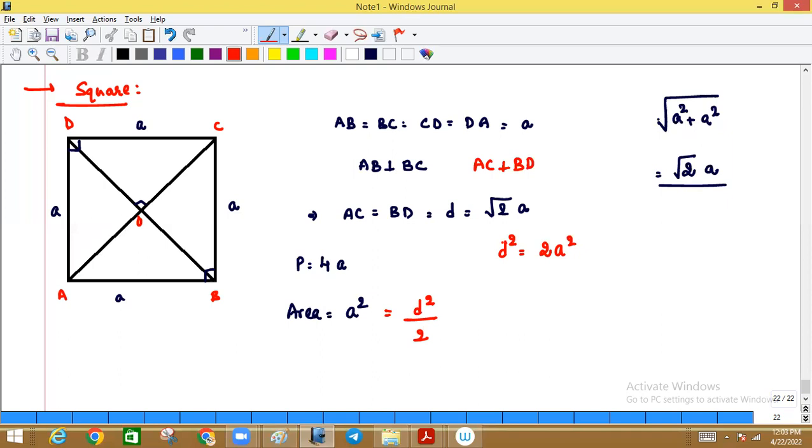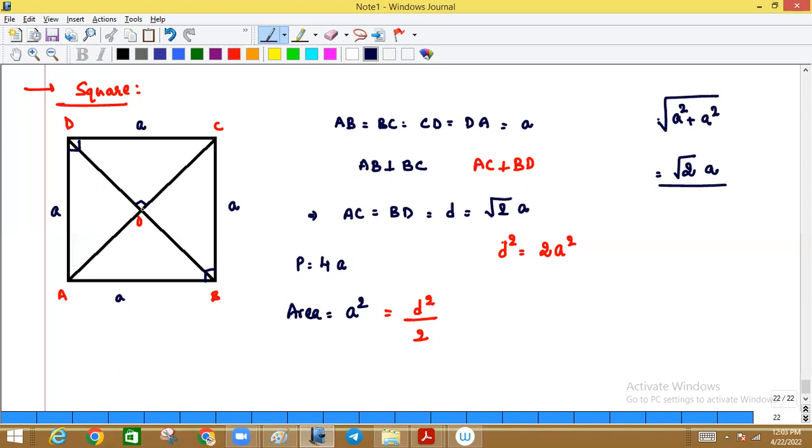Meaning, if they ask you the area of a square by giving the diagonal, how do you find the area of a square by giving the diagonal? Diagonal square by 2. Diagonal square by 2 will be the area. Is that clear? It's not only this.